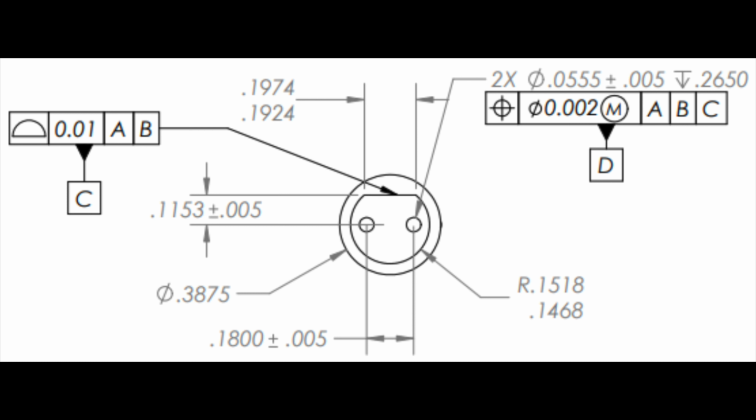To establish our C datum reference frame, we applied another profiling dimension to the tolerance of the extruded connector. Note that the C datum incorporates the reference frames A and B. With datum C now fixed, we can label the 2 holes as positions to establish the fourth datum reference frame D, which will now be associated with reference frames A, B, and C. The 2 holes have an overall diameter of 0.055 inches with a tolerance of plus or minus 5 thousandths of an inch and a total depth of 0.2650 inches.